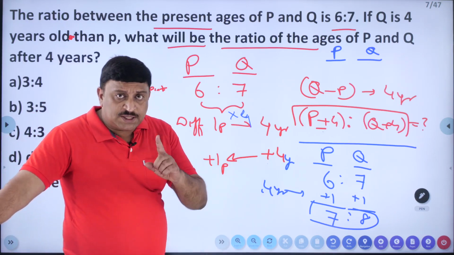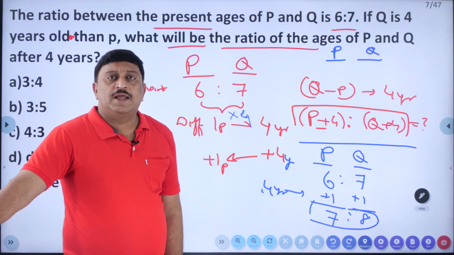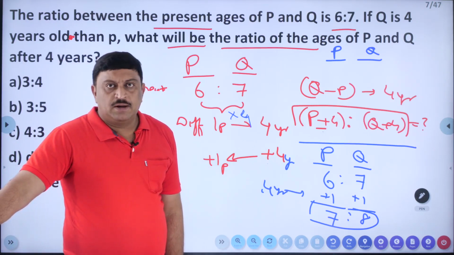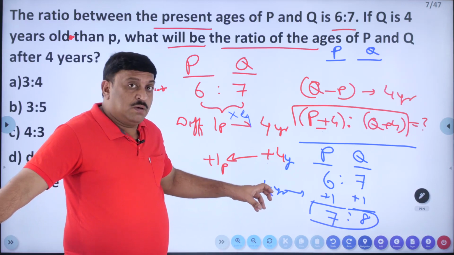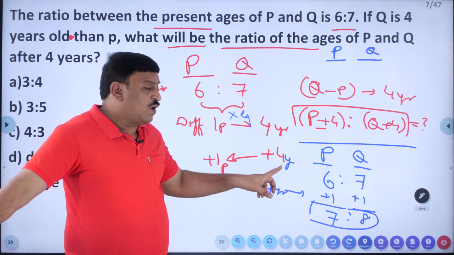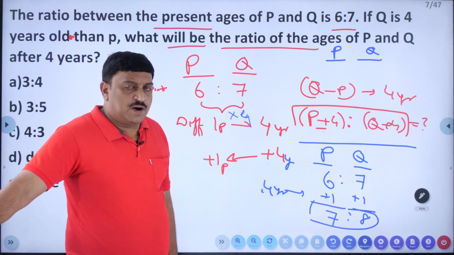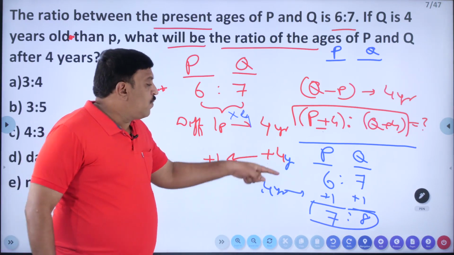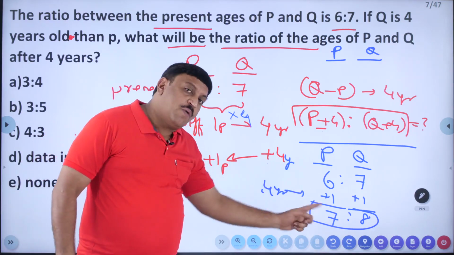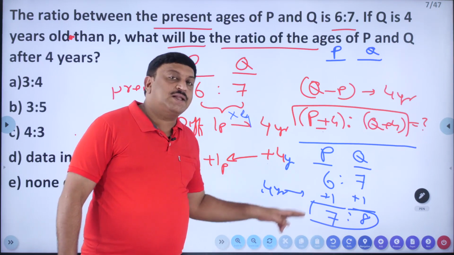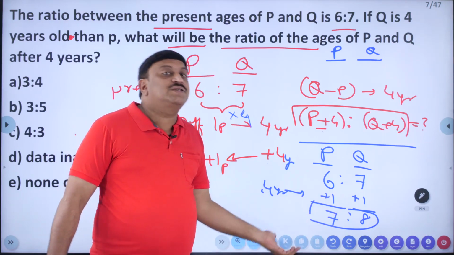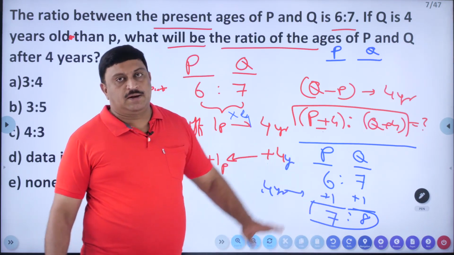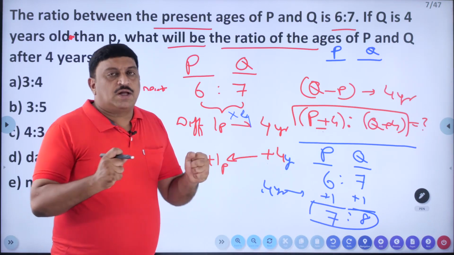Clear? So this is what you have to keep in mind. A very good logic. After 4 years you are adding 1 part. Again after 4 years, how many parts will you add? Again 1, and it is not 7 is to 8, it is 8 is to 9. This is the logic.